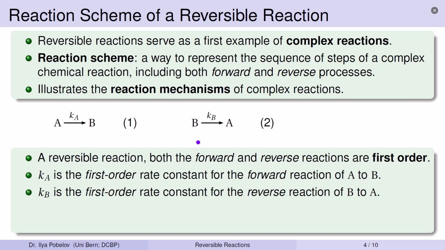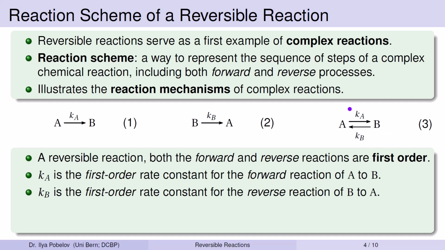The reverse reaction is the conversion of B back into A. This is also a first-order reaction, but with respect to B, and it is characterized by the rate constant Kb. It is represented by the equation shown here. By combining these two reactions, we can represent the overall reversible reaction by this reaction scheme. It is an example that sets the stage for further exploration of more complex reaction mechanisms in chemical kinetics.